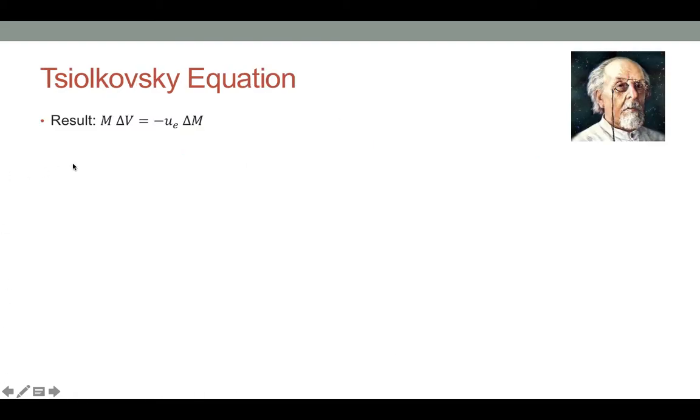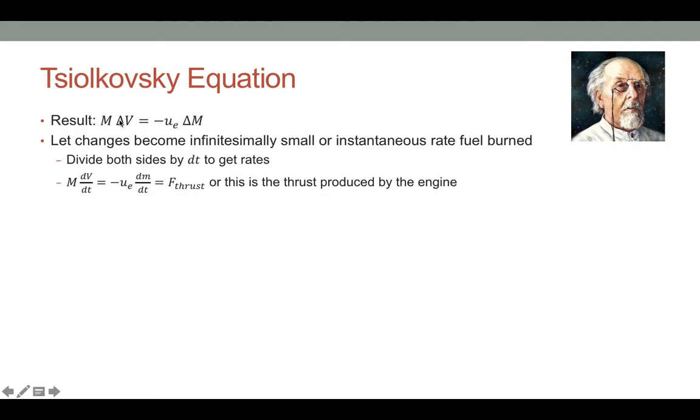So this is what we have, and we're going to first consider letting these two become infinitesimally small. So this becomes a dv and this becomes a dm. Divide both sides by an infinitesimally small amount of time to get the rate at which the velocity is changing and the rate at which the mass is changing. Notice this right here is the mass of the rocket times its acceleration. Well, that would be the thrust applied by the rocket engine. And that will equal the escape velocity of the fuel times the rate at which the rocket is losing mass.